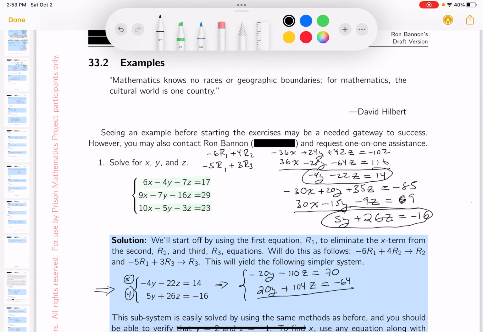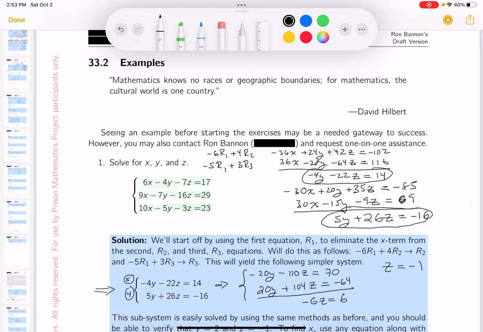And what do you get? Well, let's see, minus 6z. And 70 minus 64 is 6. So I'm going to say z is minus 1. Okay? By the way, I could be wrong.